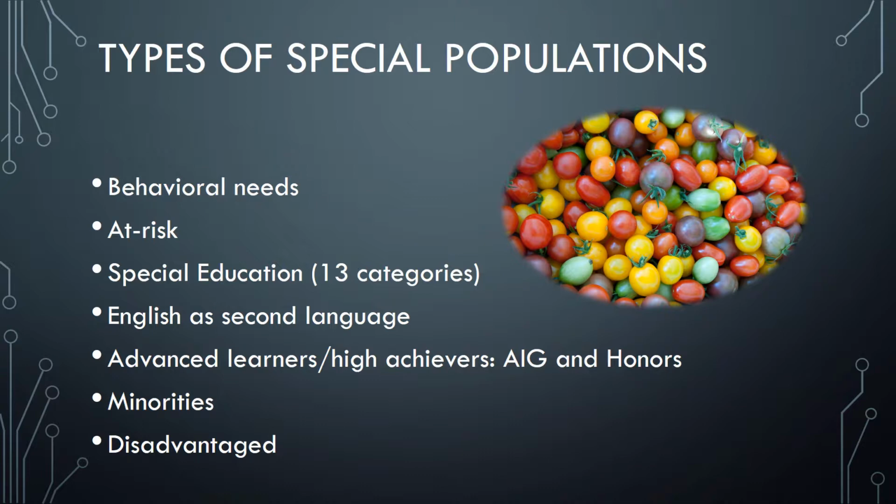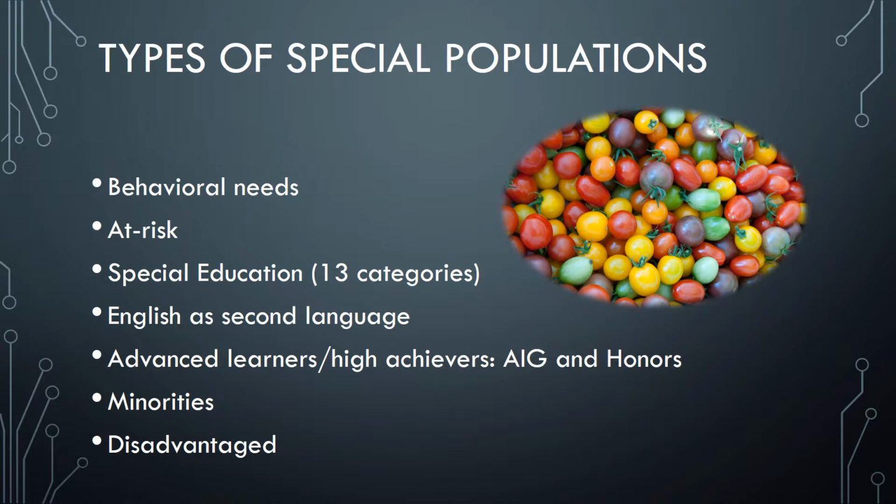Then we have the at-risk students. These are the students that are on the verge of dropping out. They have trouble in class. They may miss too much class. They're in detention. This might even tie into their behavioral needs.